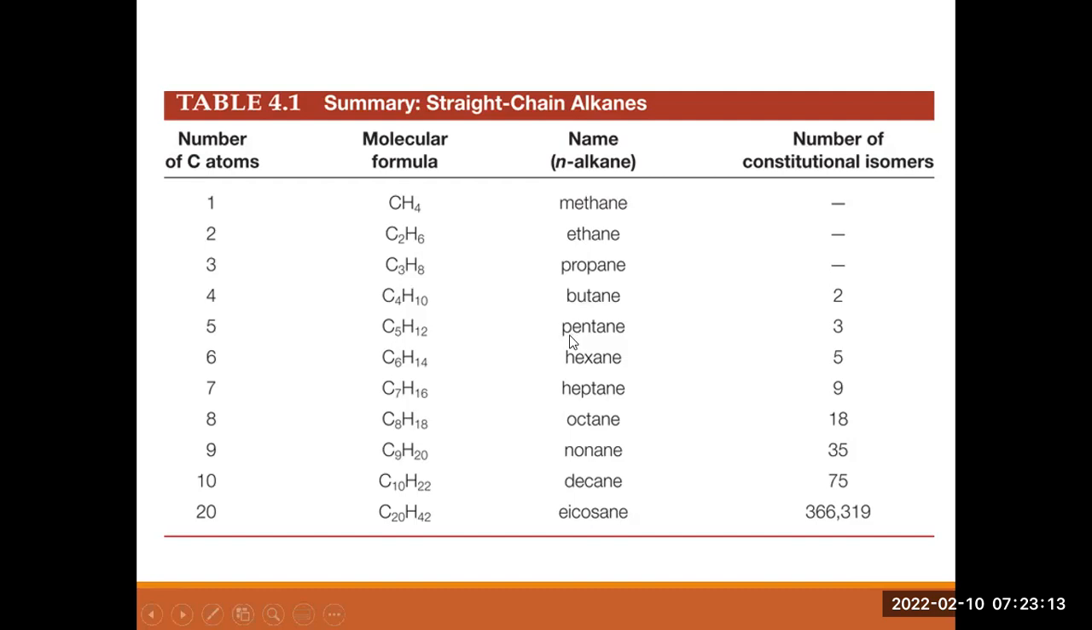So for example, pentane is 5, hexane 6, heptane 7, octane 8, nonane 9, decane 10, and eicosane is 20. And the possible number of constitutional isomers would be the following.